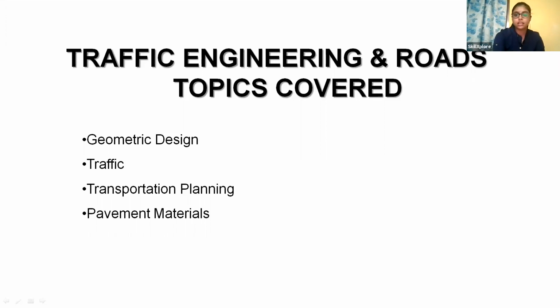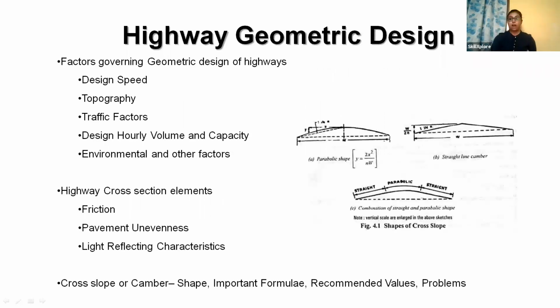So these are the things we cover under the major 4 heads of transportation engineering: geometric design, traffic, transportation planning, and pavement materials. So that's that. And we'll see what all things are covered under each head. So the first major and vast topic is highway geometric design.